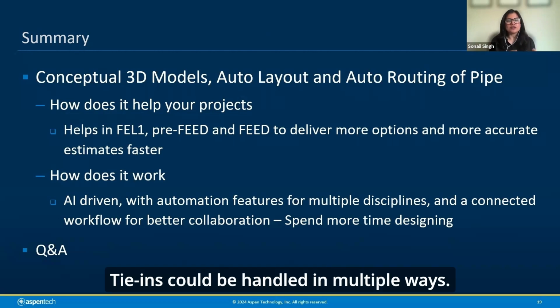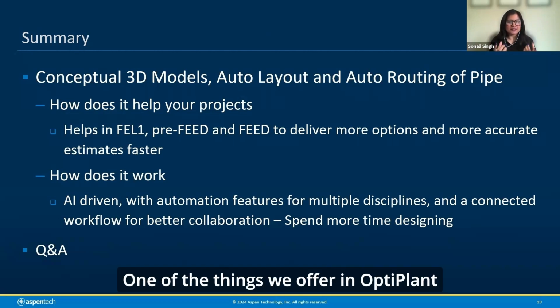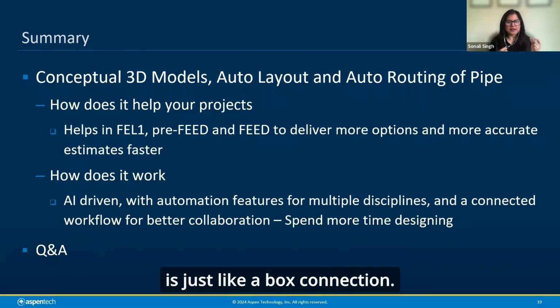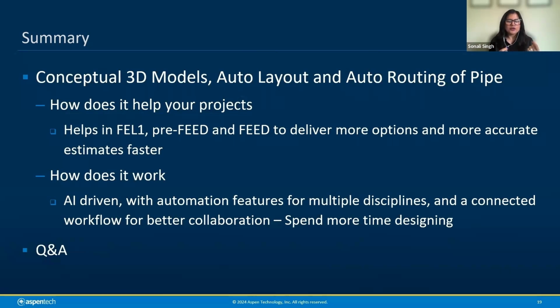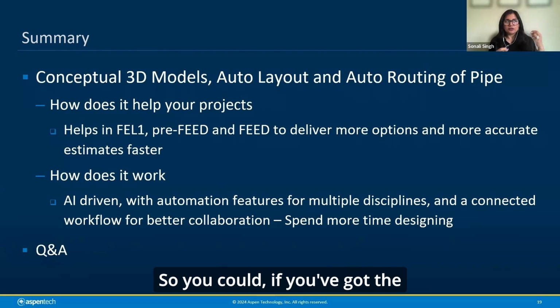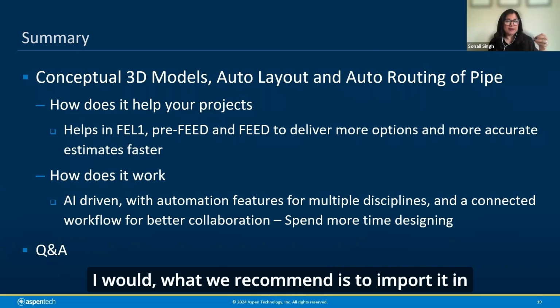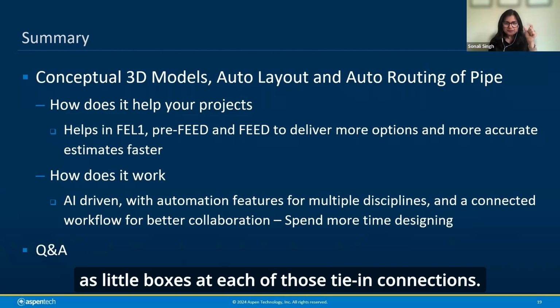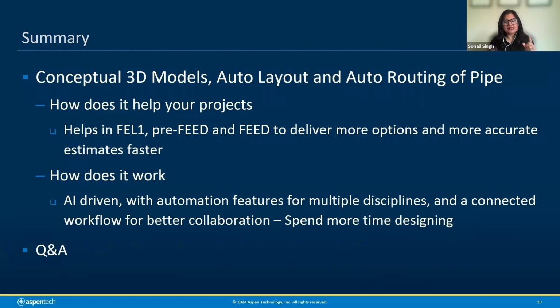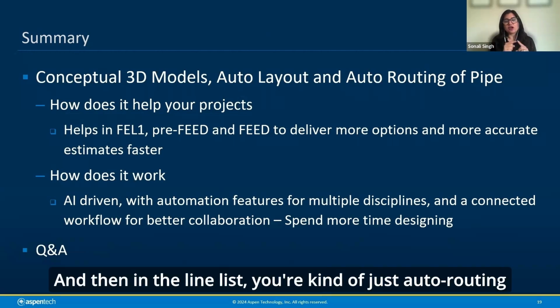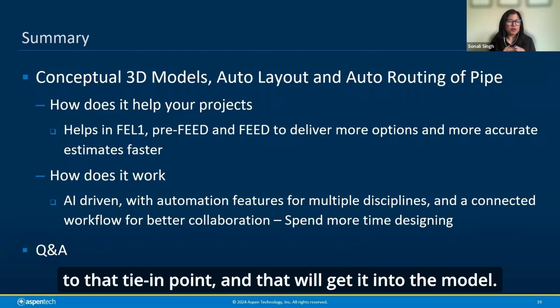Tie-ins could be handled in multiple ways. One of the things we offer in OptiPlant is a box connection. If you've got the tie-ins in an Excel file, what we recommend is to import them as little boxes at each of those tie-in connections. And then in the line list, you're just auto routing to that tie-in point, and that will get it into the model.